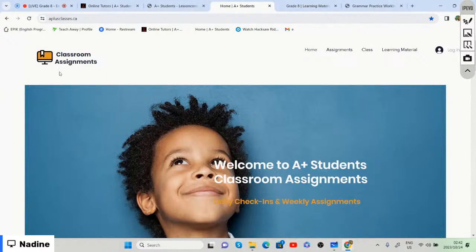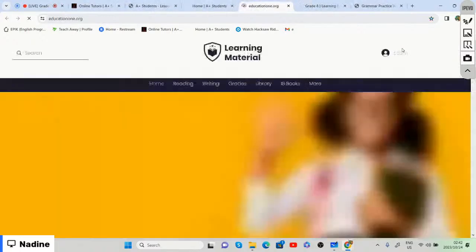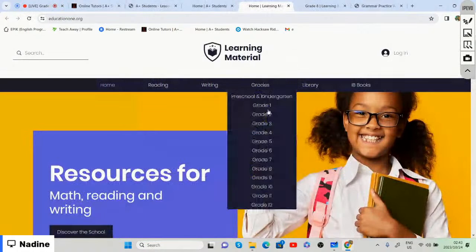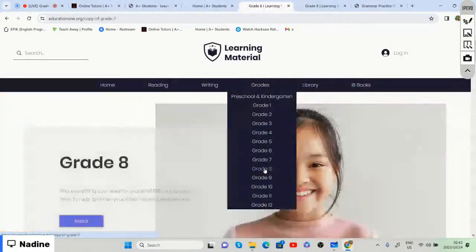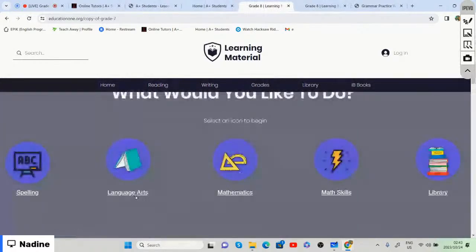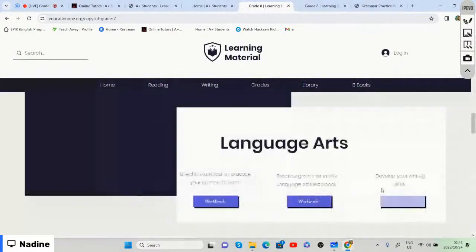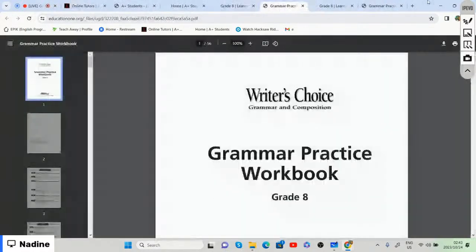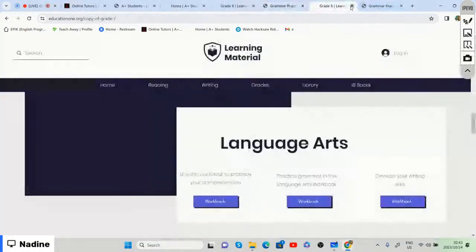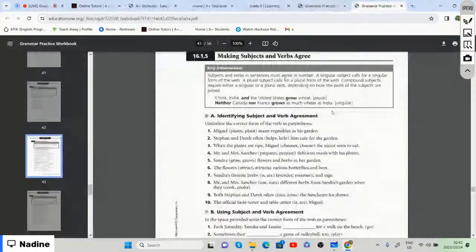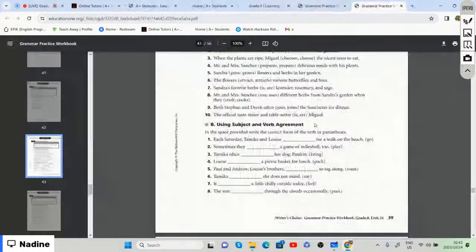Once you've gone to aplusclasses.ca, we're going to learning materials, then grades and grade 8. And we're going to scroll down until we get to language arts. We have our 3 different workbooks. Not the first one, but the second one, which is practice grammar in this language arts workbook. Then we scroll down until we get to page 39.